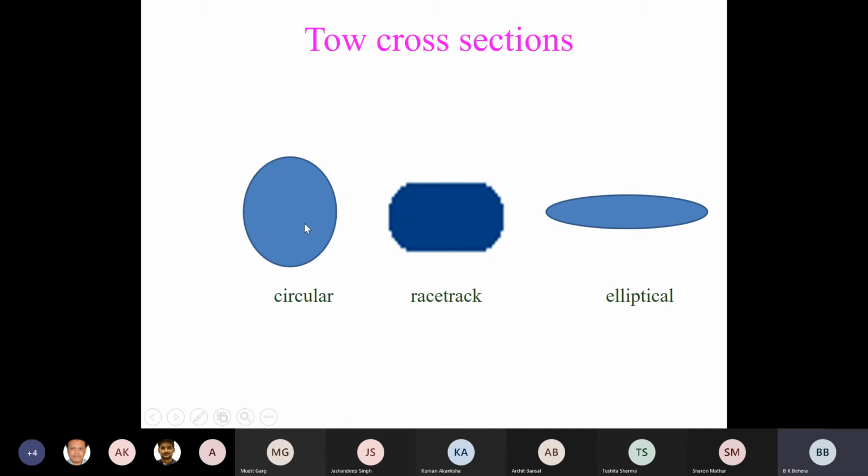If the yarn is compressible, then this circle may be converted to a racetrack if it is compressed, or, if it is more compressed, converted to an ellipse. These are three probable cross-sectional shapes. There could be many, but for simplicity, we have taken these three cross-sections.